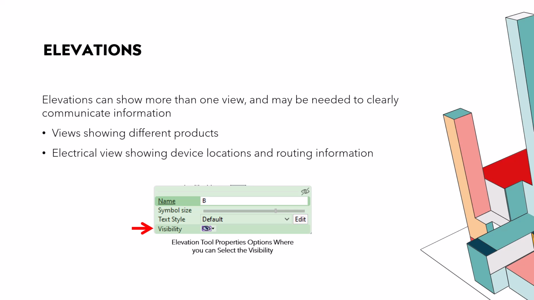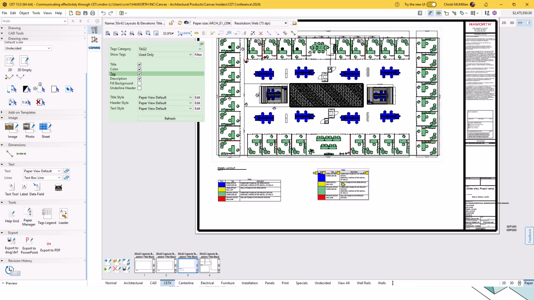Elevations also have abilities to show more than one view. Just like our plans, we can do the same thing with our elevations. If we need to clearly communicate multiple views of the same elevation, our elevation tools have that functionality. Switch back over to CET.